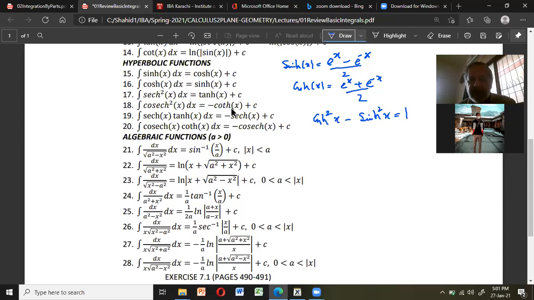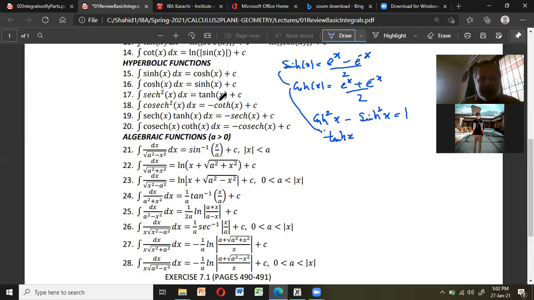Similarly, taking these two, we define tangent hyperbolic as sine upon cos. Cot hyperbolic is cos upon sine. Secant hyperbolic is 1 upon cos hyperbolic. Cosecant hyperbolic square is 1 upon sine hyperbolic square. So there can be further formulas derived, and these you can find in any book. I will share a list of formulas of hyperbolic functions at some later stage.